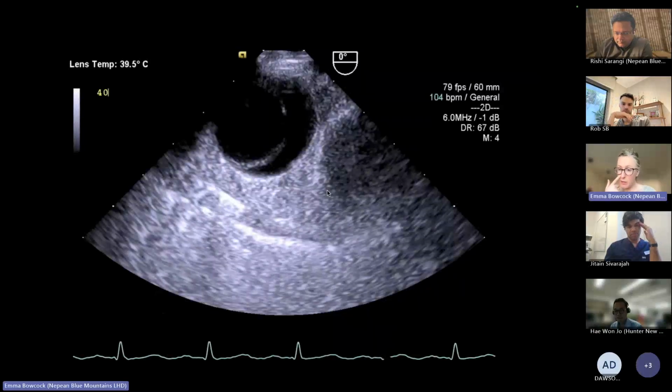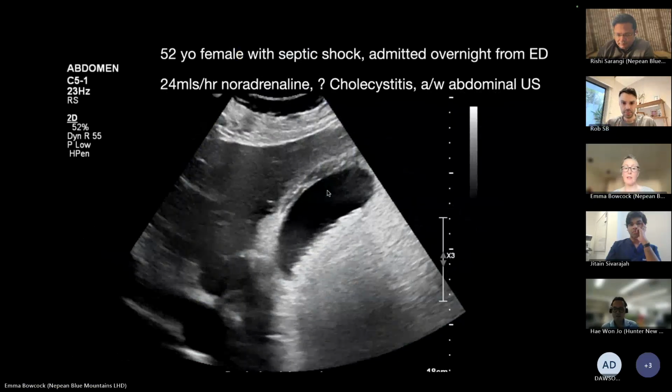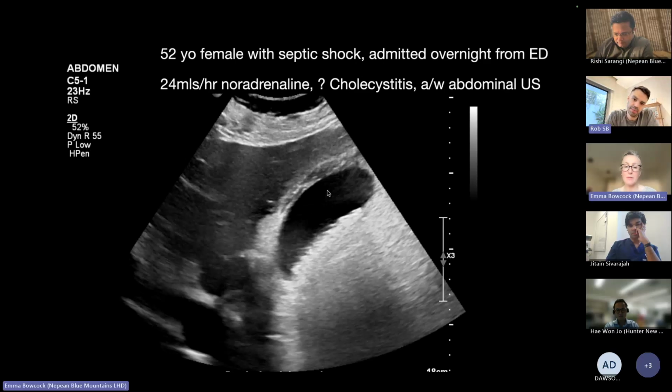All right, who wants to practice? Should we go back to Rishi? No, maybe go Rob, because Rishi just did some general stuff. Rob, are you okay to take this one? Sure. These are all still images. I haven't got the loops. Yes. Yeah, no problem.